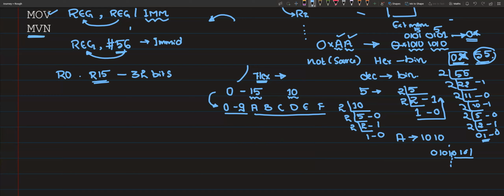Next is shift and rotation instructions. This shift and rotation is especially required for your multiplication operations. So, for example, I have the number 1010. Okay, so this is nothing but 10 in decimal. Yes, sir.